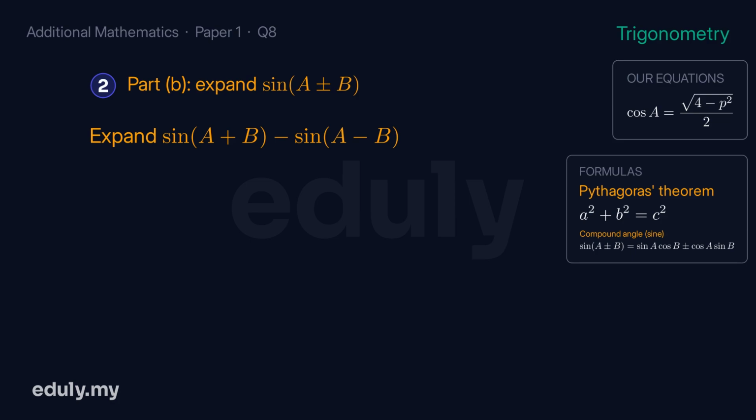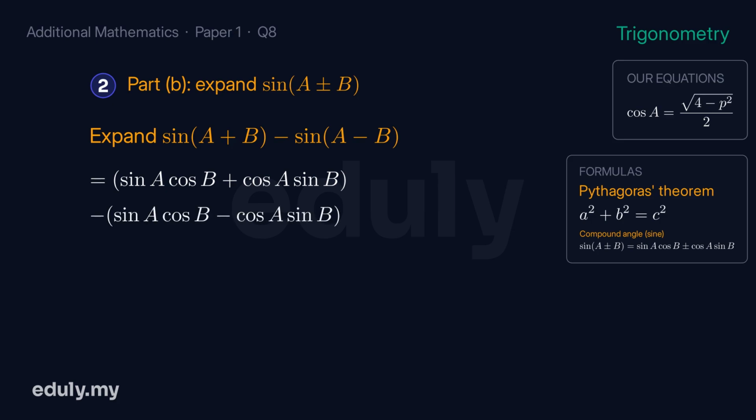Apply the formula to both terms in the difference. The first term, sine of A plus B, expands to sine A cosine B plus cosine A sine B. The second term, sine of A minus B, gives sine A cosine B minus cosine A sine B. Then we subtract the whole bracket. The sine A cosine B terms cancel out, and the two cosine A sine B terms add up, leaving 2 cosine A sine B.